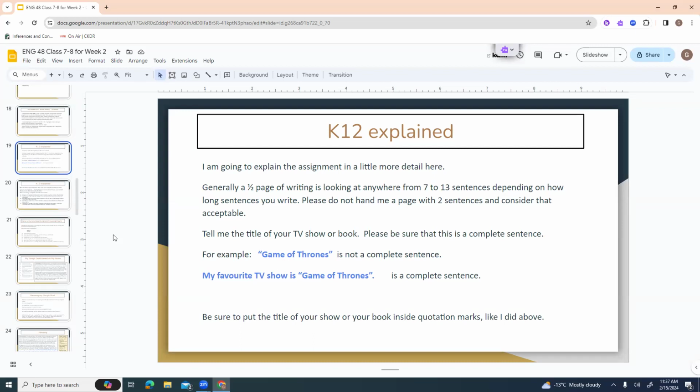And we have to follow the rules of writing, which is a little bit different than the rules of talking. Make sure you put the title of your show or your book inside quotation marks. See how I've got an opening quotation and then a closing quotation? That helps me understand that that's the name of your TV show, especially if you've got an unusual TV show. I might not recognize it, right? And this is the standard in writing that you put the quotation marks around it.